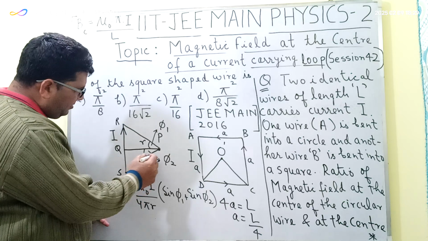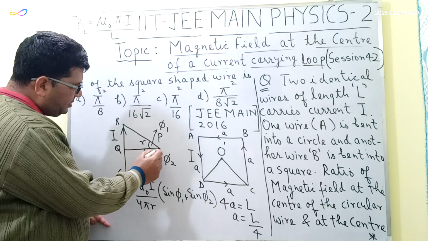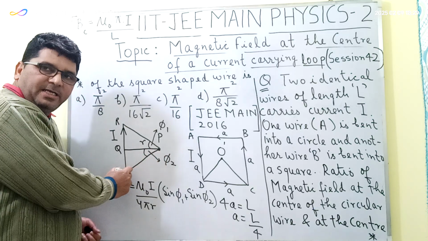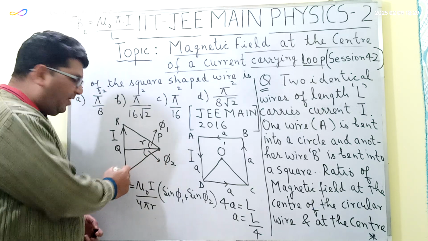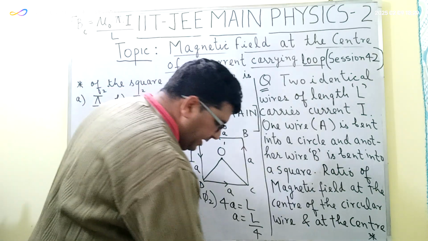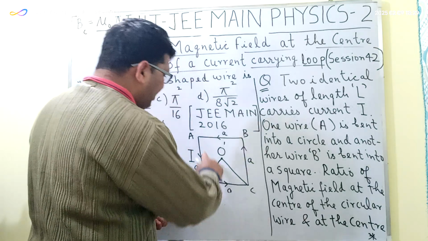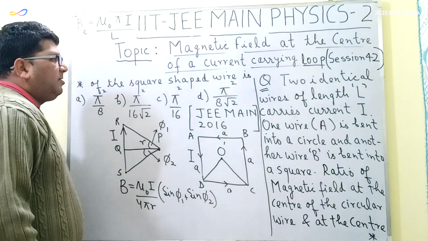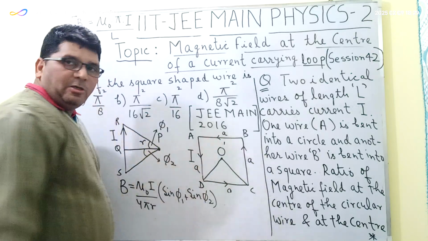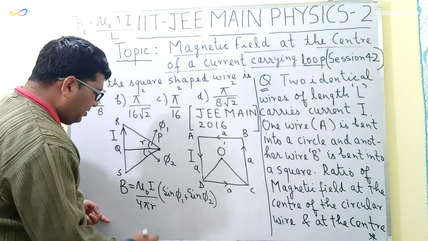Similarly, phi 2 is the angle made by this normal with the line joining this point P to the other end of this current carrying wire. Now, I will be using this formula in order to find the intensity of the magnetic field due to this current carrying square loop at the center of this square.